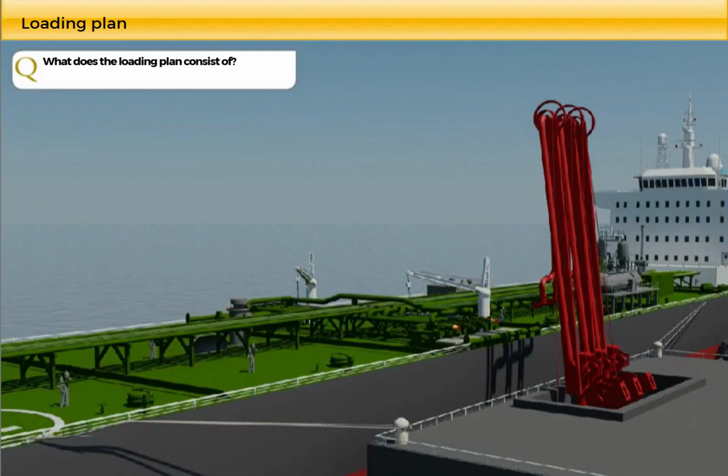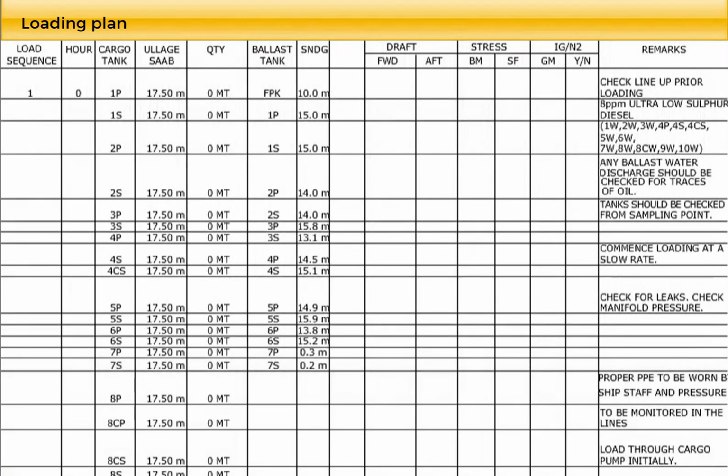What does the loading plan consist of? The loading plan is a comprehensive and detailed schedule that comprises a time bar, which begins at the start of the planned loading and describes the precise steps to be taken, which cargo tanks to start loading in, the tank ullages at which to stop and change over to other tanks, and which ballast tanks to deballast from in a sequence of stages until the completion of the operation.